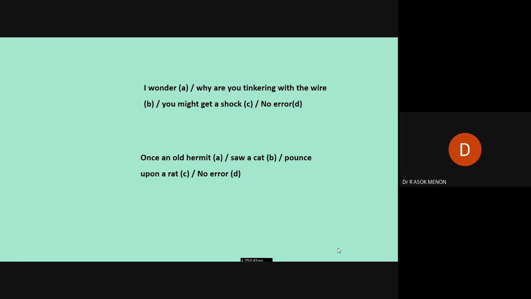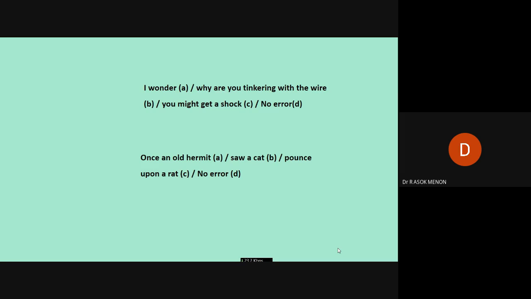I wonder why are you is wrong. Yes, B is correct. Shamim and Meher have answered correctly. B. Saurabh Mishra, you have said it correctly. Okay, then it should be rearranged. The words must be rearranged as, I wonder why you are tinkering with the wire. Why you are. Yes, Bharat Kumar said it correctly.